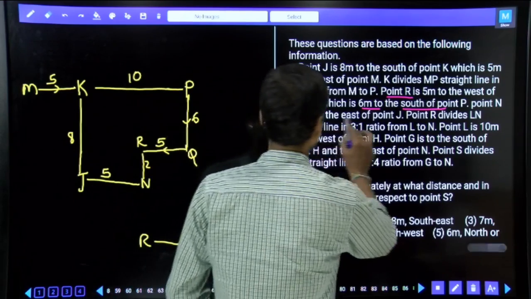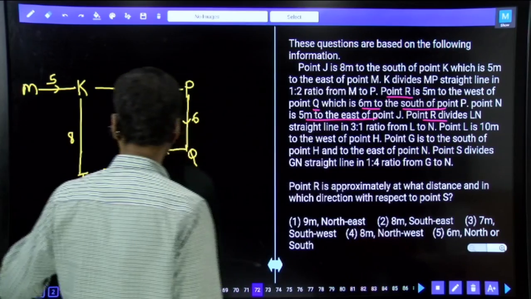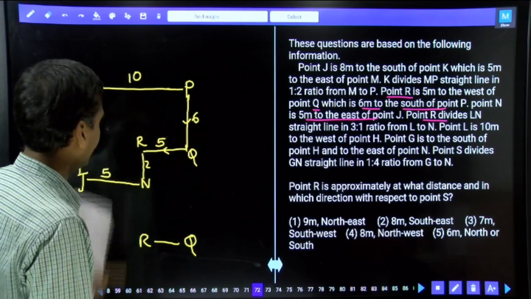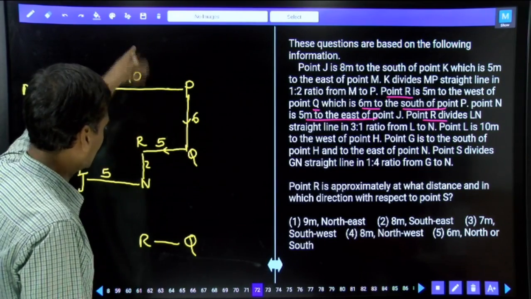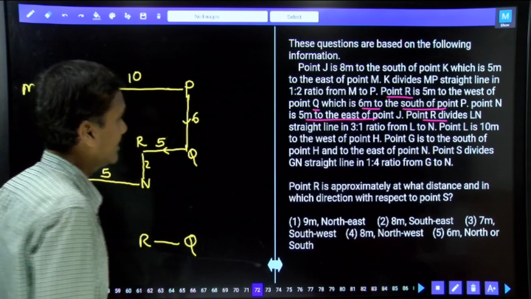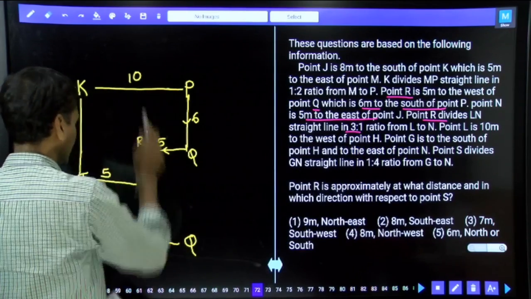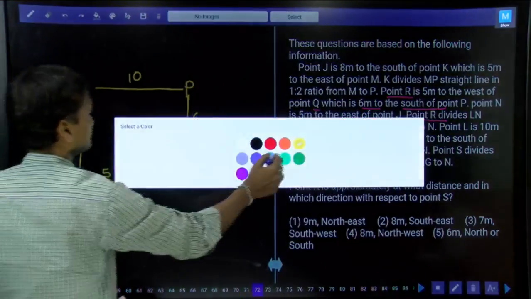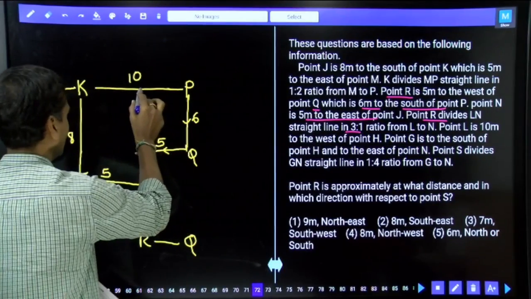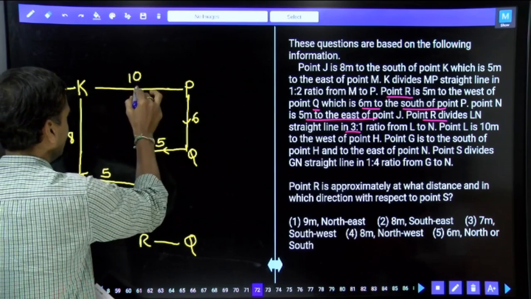N is 5 meters to the east of J. We have taken this one. R divides L and N in the ratio. L and N in the ratio means N is already there, so L must be towards north. And what is the ratio here? 3:1 from L to N. From L to N, it must be 3:1. Clear? R is here. L must be here.